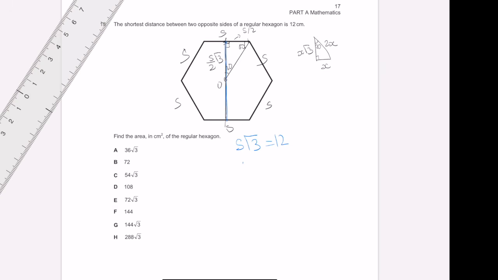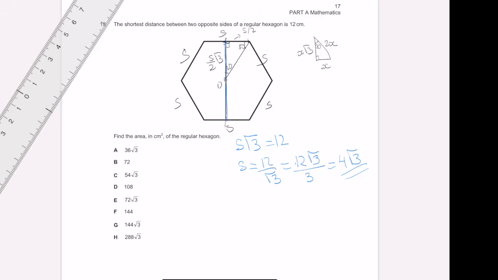So we can say that our side is going to be 12 over root 3. Now let's just multiply the top and the bottom just to get rid of the square roots. We're going to get 12 root 3 divided by root 3 times root 3, which is just 3, which is going to give me 4 root 3. This here is going to be the side.